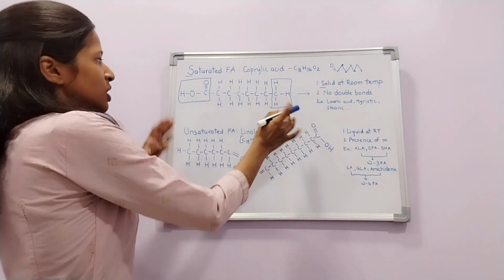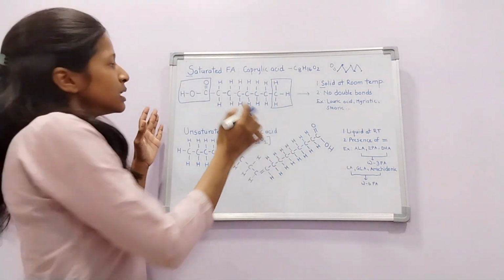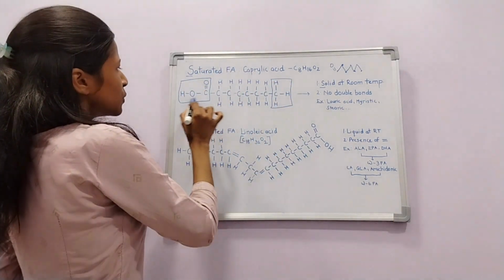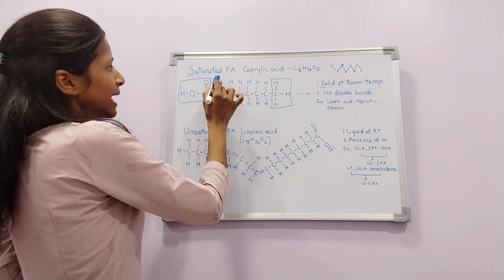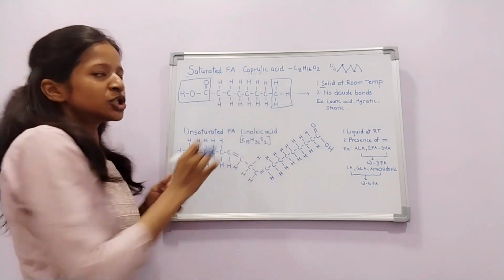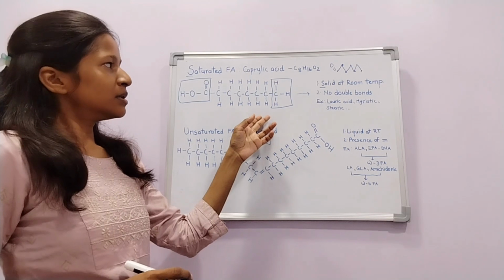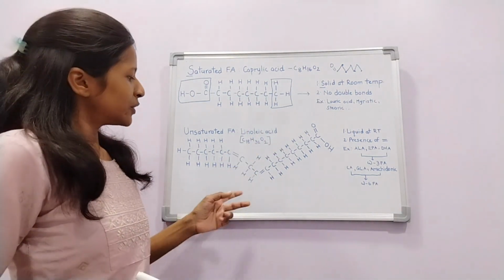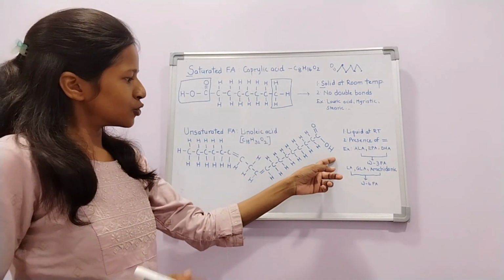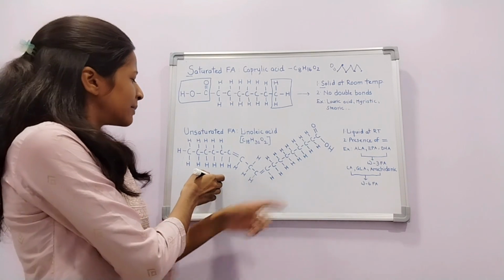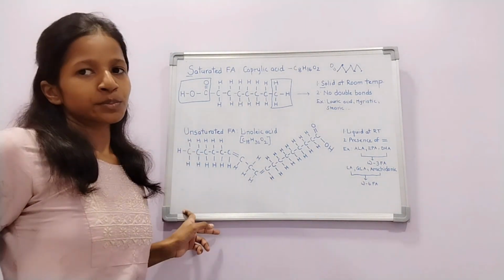Any fatty acid structure will have three parts. The first is a COOH, an acid group, and then there is a long hydrocarbon chain, and at the end there is a CH3, a methyl group. Now if you look at this as well, there is an acid group, then a hydrocarbon chain, and then a CH3 group, right?